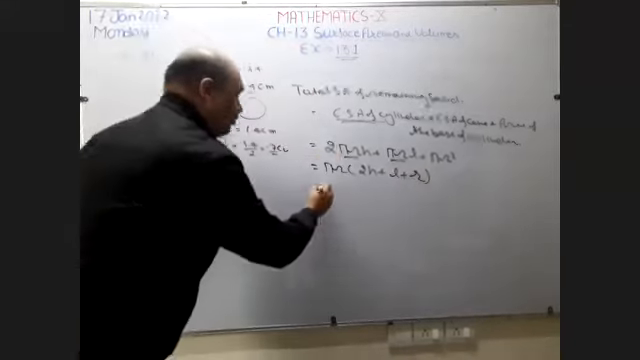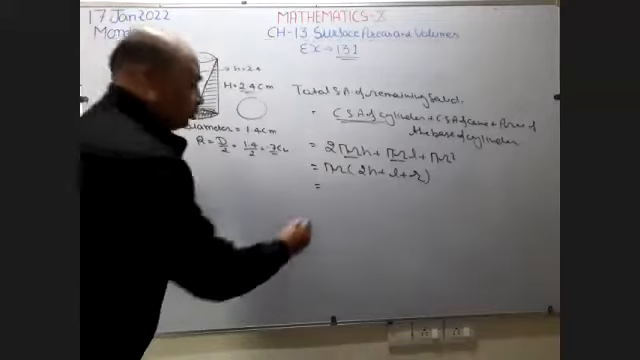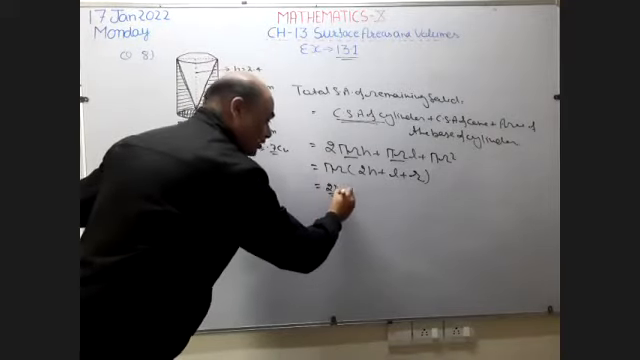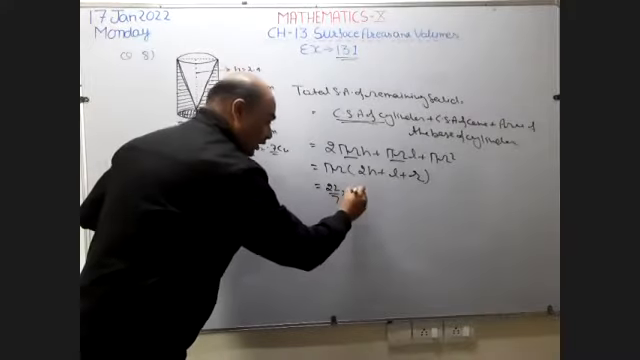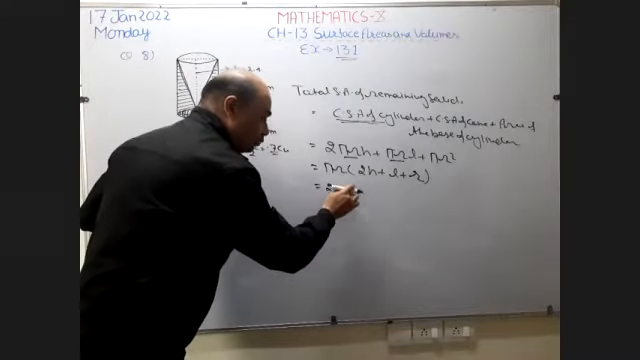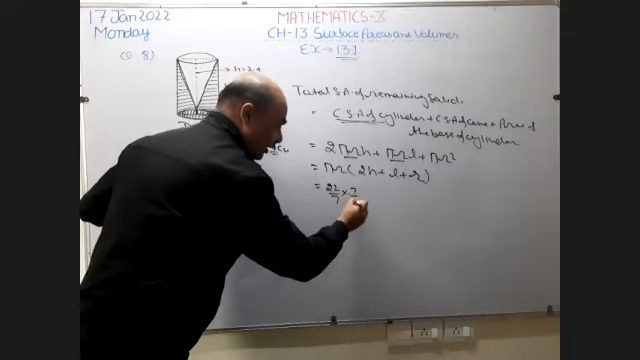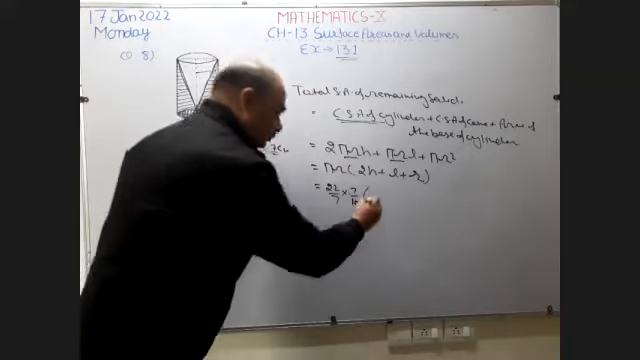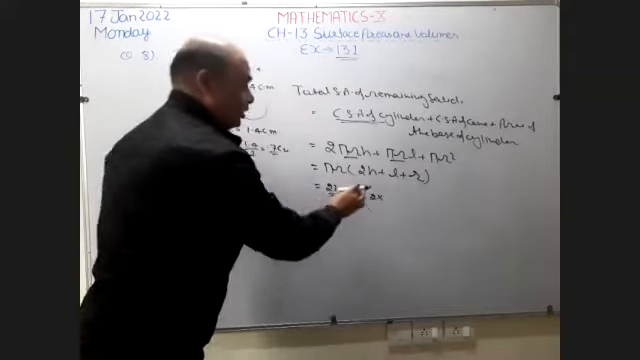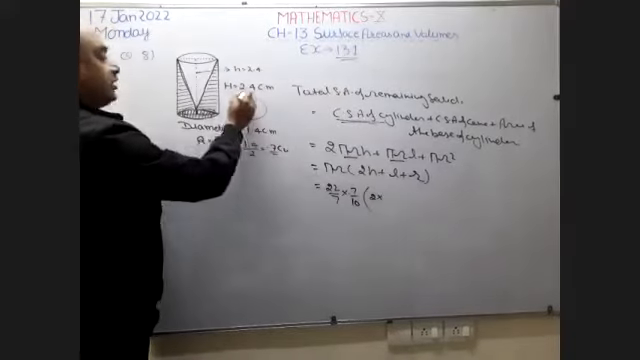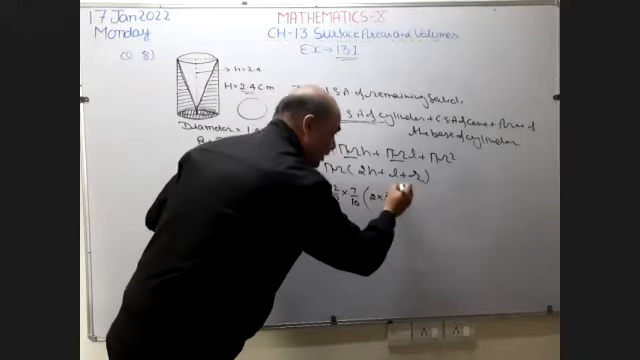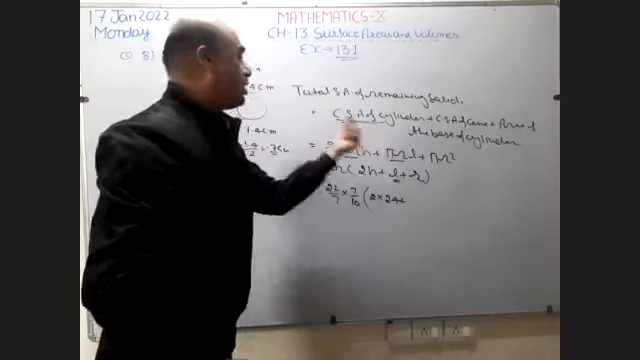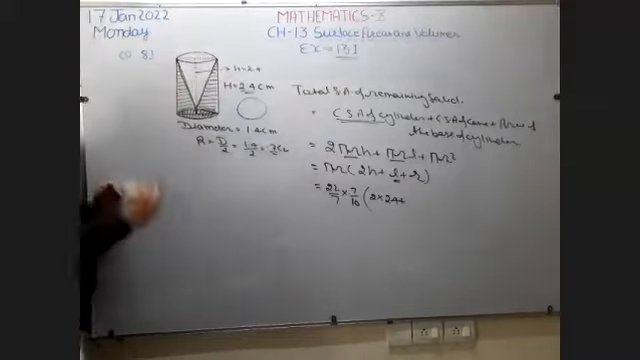Now, the value of pi is not given in this question, so we are going to use the value of pi as 22 by 7. The radius is given as 0.7. To remove the decimal in 0.7, I put 10 in the denominator. Now the bracket starts: 2 into h. This is the height of the cylinder, which is given as 2.4, plus L. L means the slant height of the cone. Now the slant height of the cone is not given in your question.